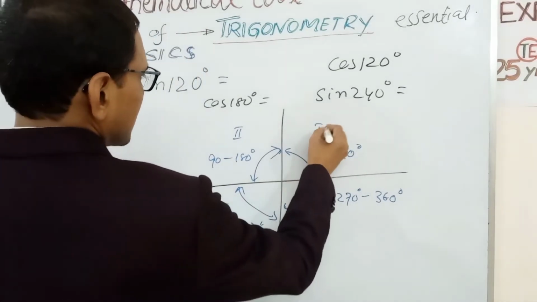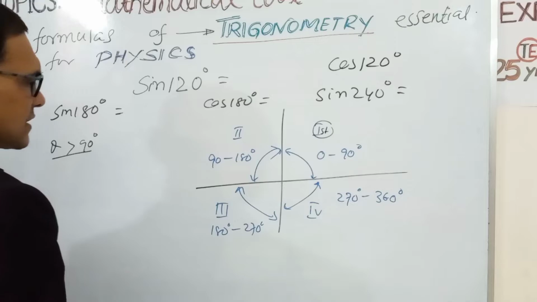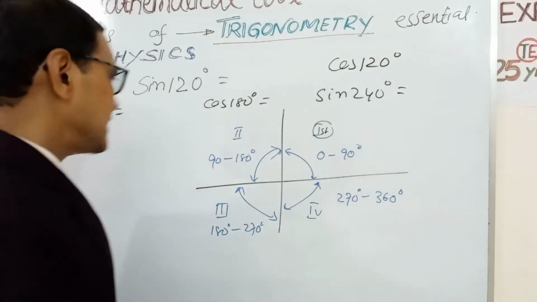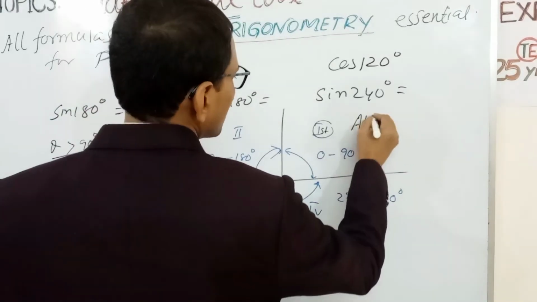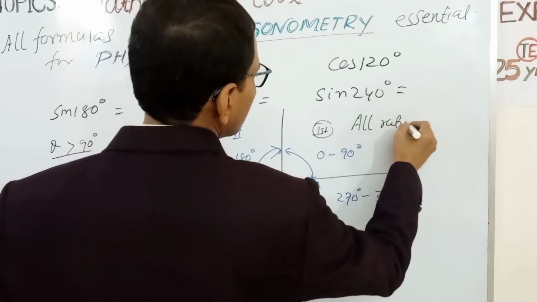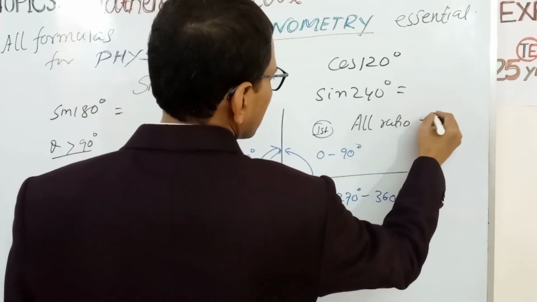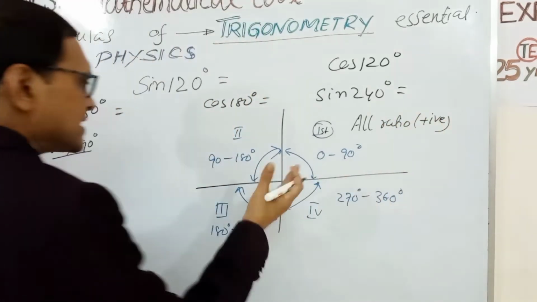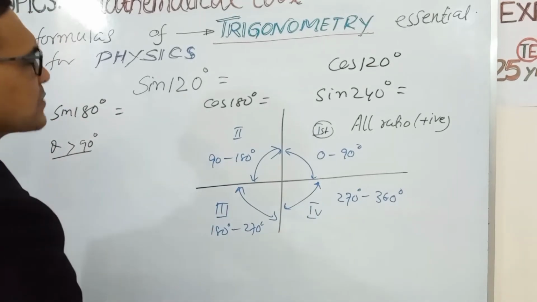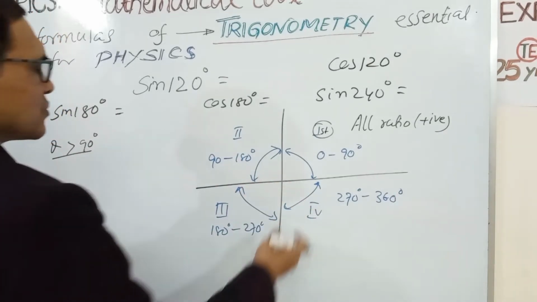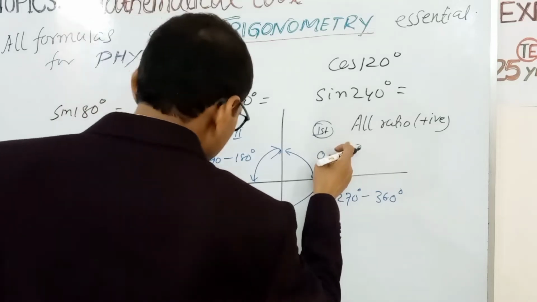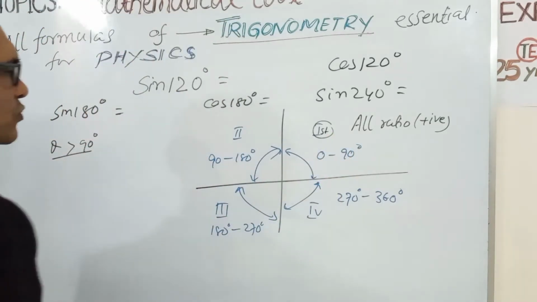Now this is the first quadrant. If the angle is in the first quadrant, then all ratios become positive. All ratios positive means, suppose sine 60 degree is positive, cos 60 degree is positive, tan 60 degree is positive. So if the angle is in the first quadrant, then all ratios will be positive.